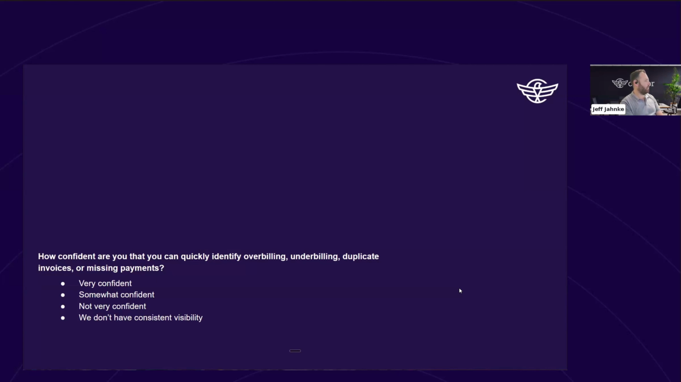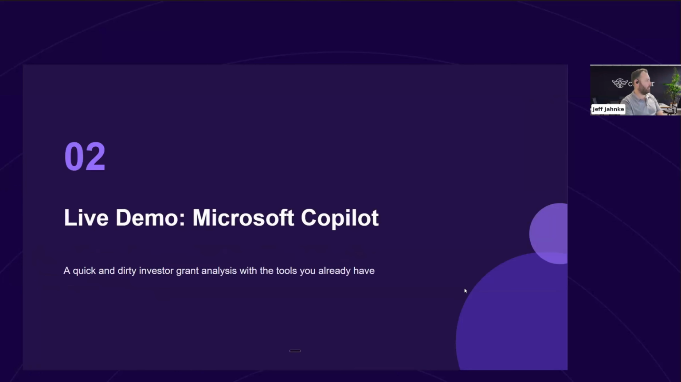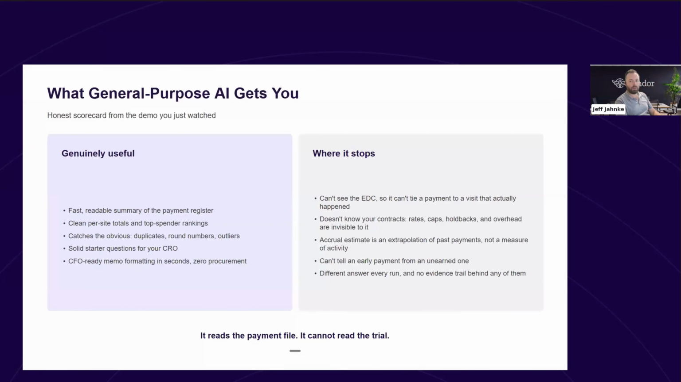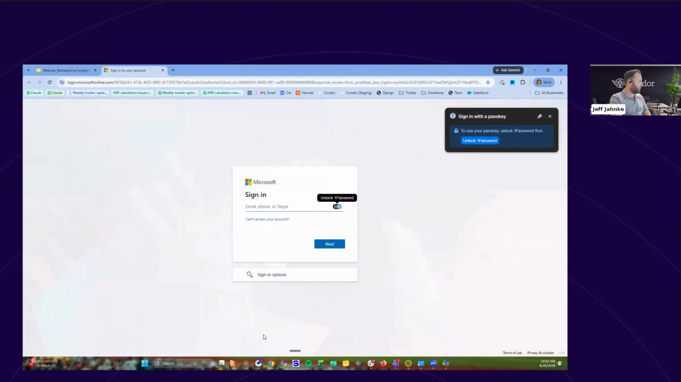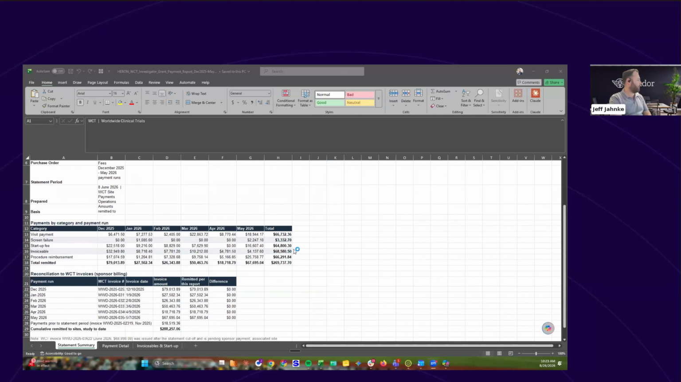But yeah, so let's get to the fun part of the demonstration, the live demo with Microsoft Copilot. So I'm going to go ahead and, with Microsoft Copilot here, what I've done is I've dropped in a payment file. Is it going to make me log in? Let me see if I can pull this up a different way. Stand by. I've dropped in a payment file.